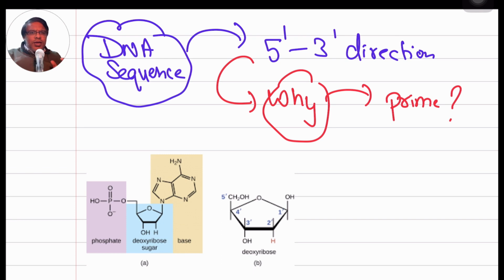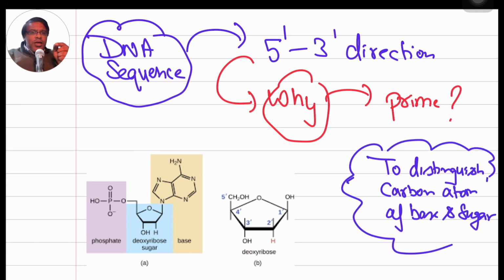Now try to think here. Base has atoms, and these atoms have some numbering 1, 2, 3, 4, 5, 6, 7, 8, 9. Same way the sugar also has carbon atoms, and these also have some numbering, 1, 2, 3, 4, 5. Now here to distinguish the atoms present on sugar from the atoms present on base, generally the atoms present on the sugar have been given the prime symbol. Hopefully it is clear why we use the term prime.